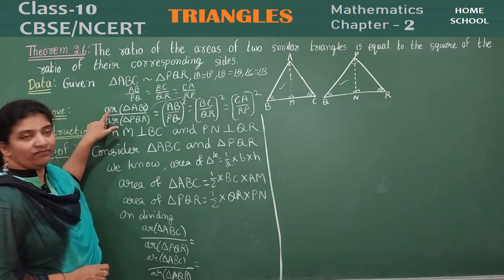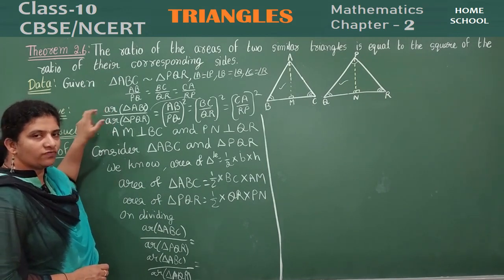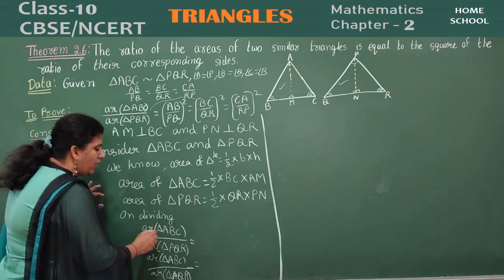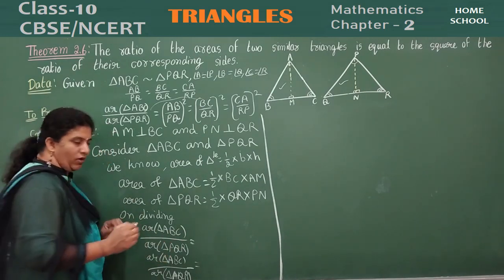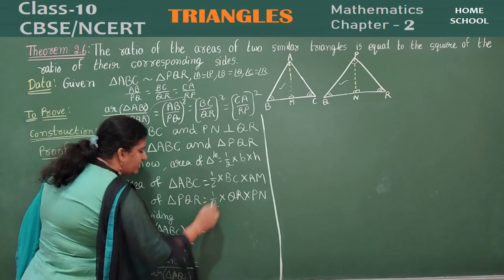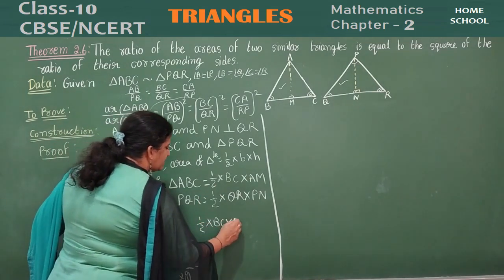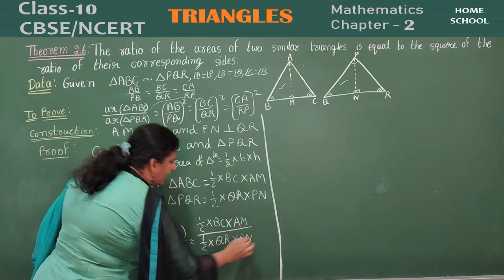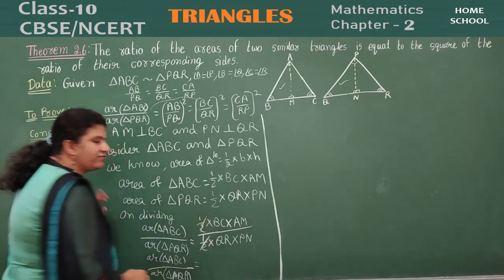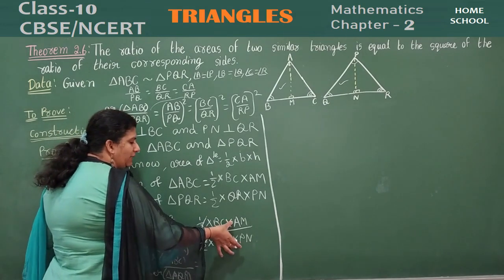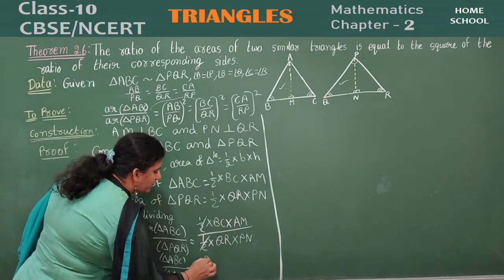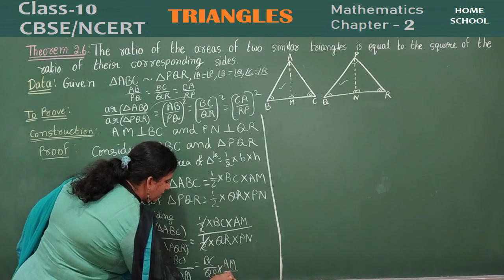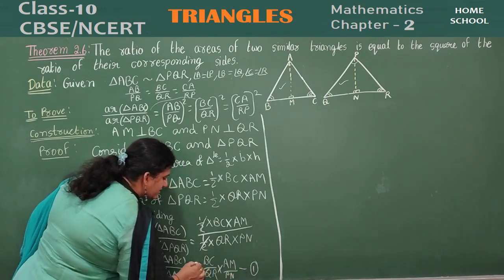In your question you have the ratio of areas of triangles. So for that reason I am going to divide these two equations. If I divide area of triangle ABC by area of triangle PQR is equal to, write this, half into BC into AM by half into QR into PN. Half cancels. Now this multiplication you split, children. How are you going to split? BC by QR into AM by PN. Mark it as first equation.